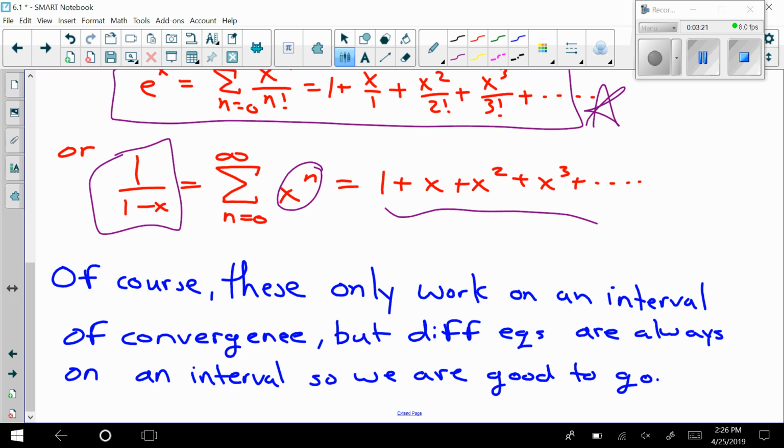Of course, these only work on an interval of convergence. But differential equations are always on an interval of convergence, so we're good to go. We're supposed to technically have some type of interval. I started out very strong with this and then kind of trailed off, but like 0 to infinity, or I could include 0. We've done intervals of convergence before, and we always pick the largest one.